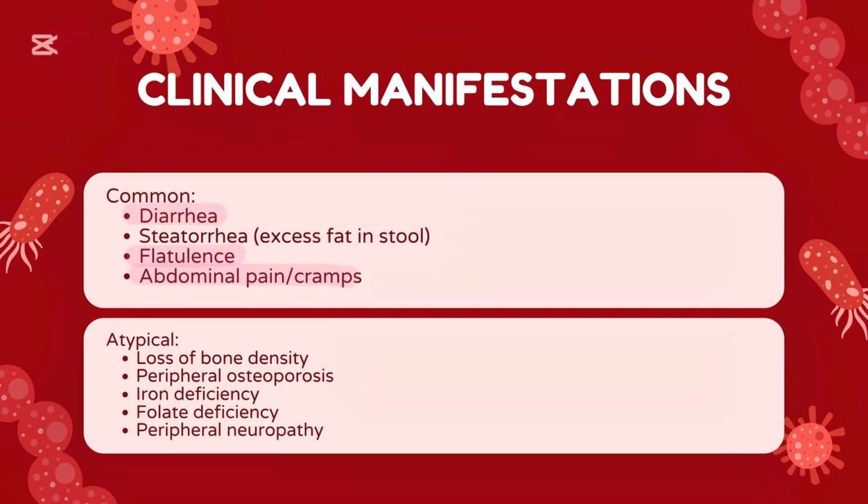It is also important to keep in mind as nurses that there are atypical manifestations such as peripheral neuropathy, secondary hypothyroidism, or loss in bone density due to unabsorbed fatty acids which combine with calcium. Additionally, calcium cannot bind to oxalate, which leads to hyperoxaluria.